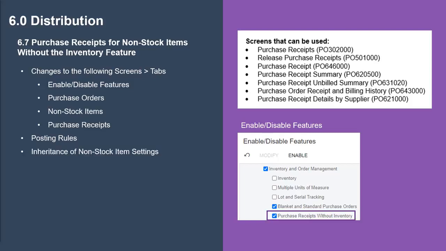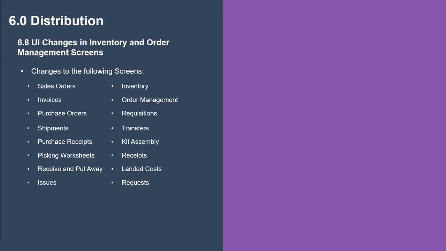For a non-stock item that was created when the inventory feature was enabled, the state of the Require Receipt checkbox on the Non-Stock Item screen is inherited. For newly created items, this defaults to blank. For full details on the posting and processing rules, please refer to the release notes. A new Purchase Receipt Unbilled Summary report has been added to support this functionality. It's only available if this feature is enabled.